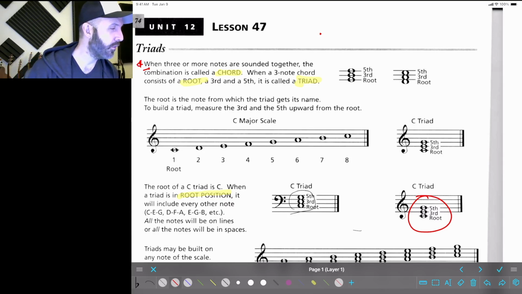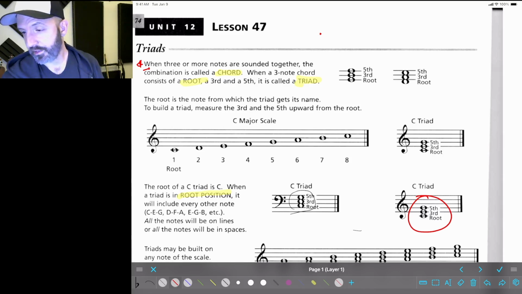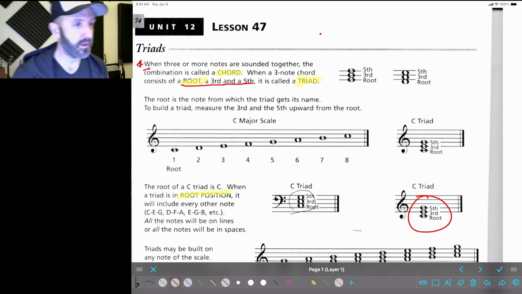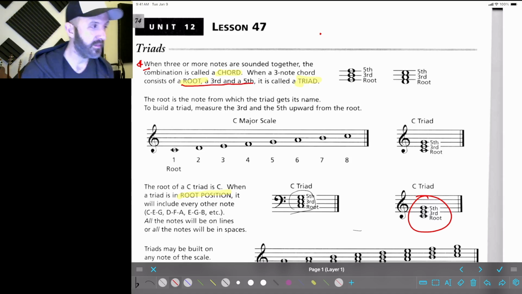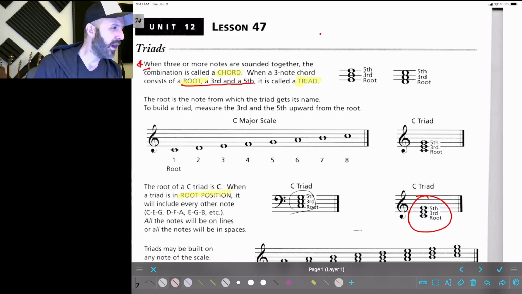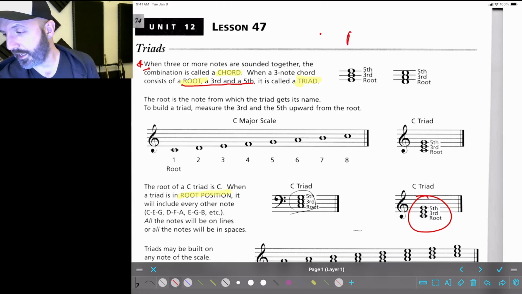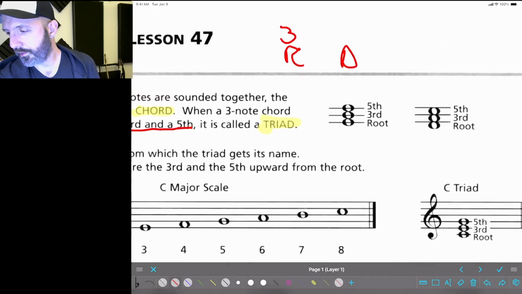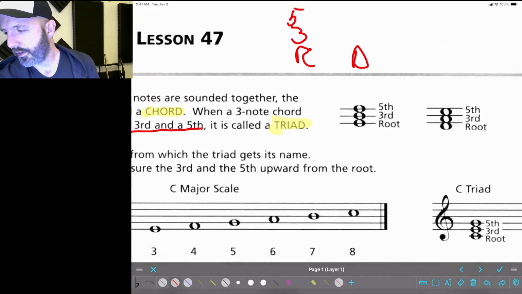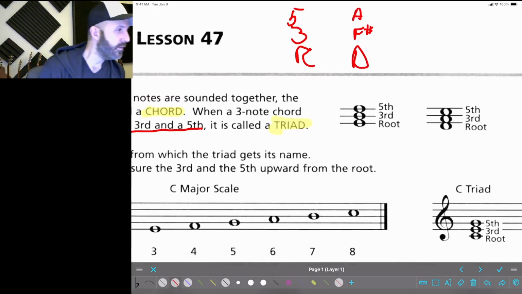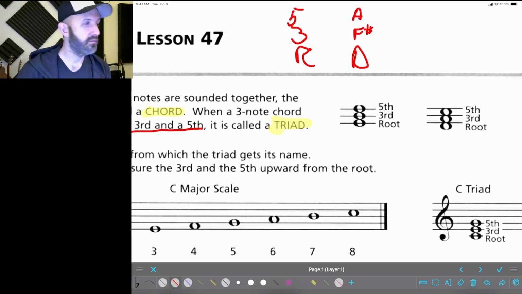All right, question number 2. A triad consists of a root, a blank, and a blank. Again, back to our vocabulary: a root, a third, and a fifth. If the root of a triad is D, the fifth is what note? So we have D. That's our root. And we know that a triad is made up of root, third, and fifth. So we know that that's going to be F sharp, and that's going to be A. So the fifth is the note A.